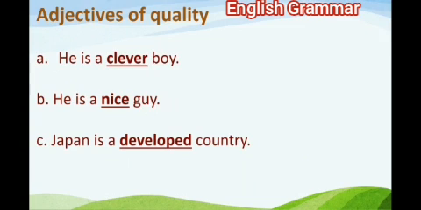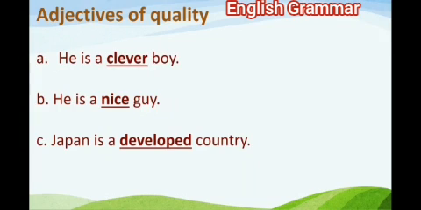He is a clever boy. It tells us the quality of this boy. This boy is clever. Okay? In the other sentence, if we say he is a fat boy, it tells you the nature, he's fat, but it doesn't tell us the quality. Adjectives of quality tell you how good or not something is.